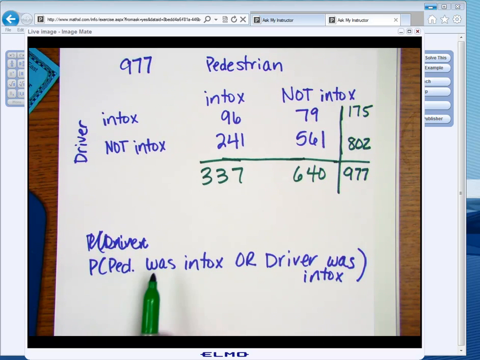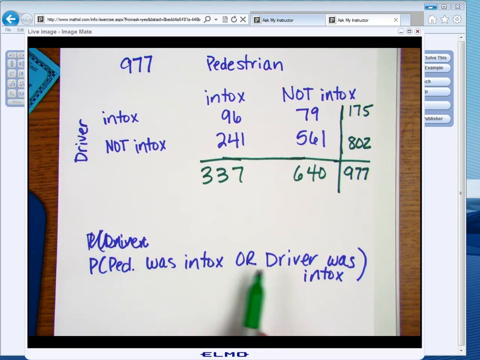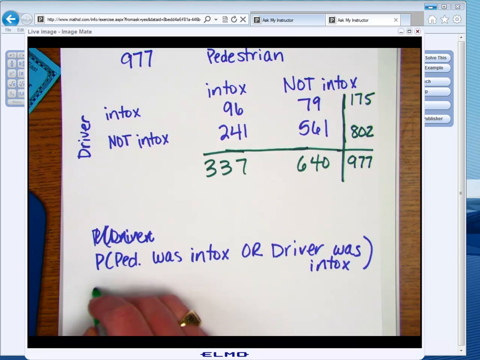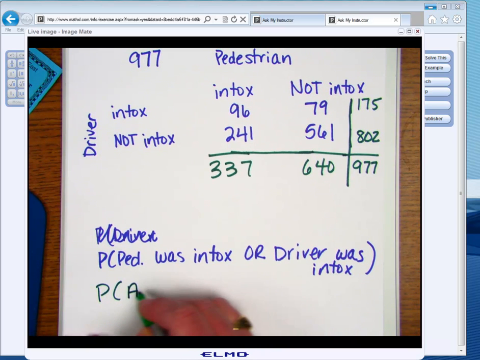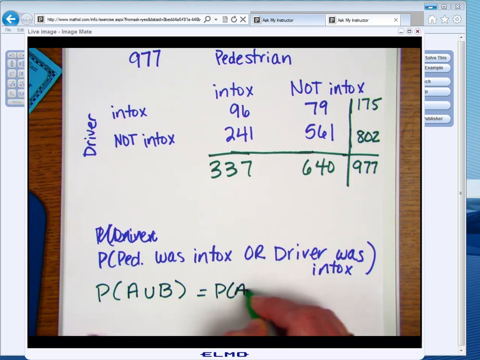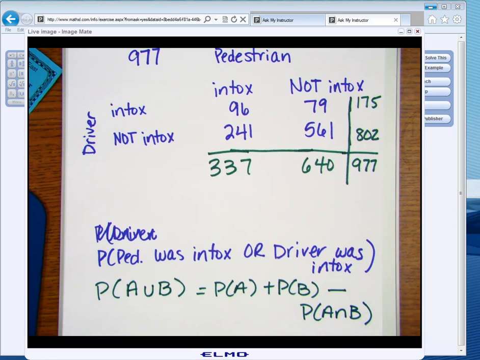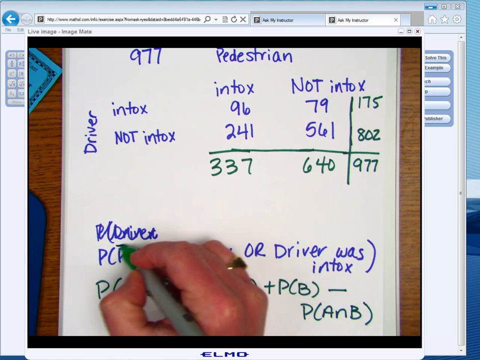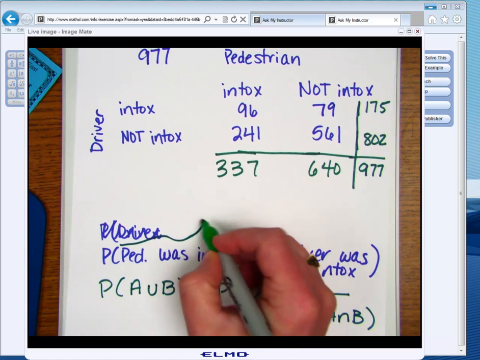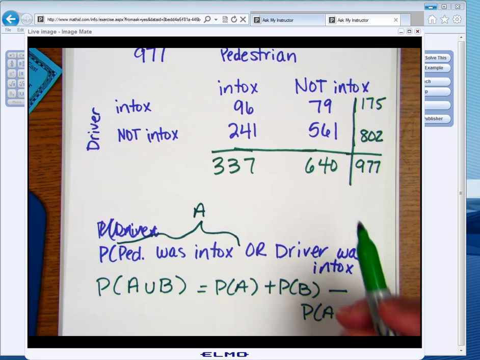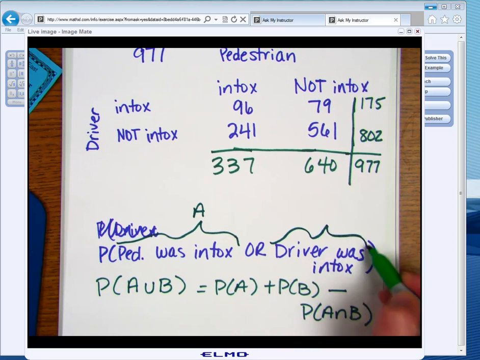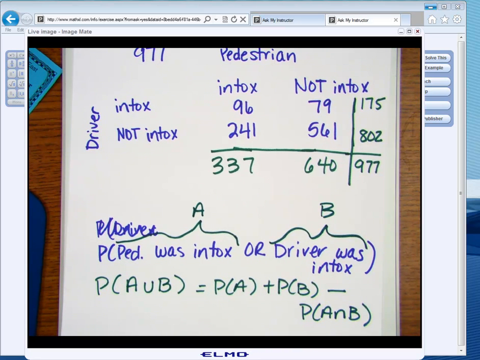We need to find the probability the pedestrian was intoxicated or the driver was intoxicated. Now this goes back to an or. The probability of A or B is equal to the probability of A plus the probability of B, minus the probability of A and B. In this case, we're going to take our A to be the probability that the pedestrian was intoxicated, and we're going to take our B to be the probability that the driver was intoxicated.